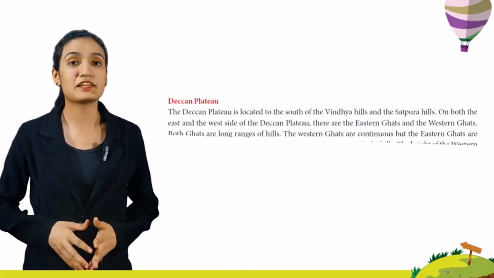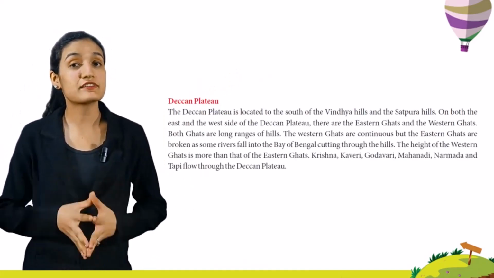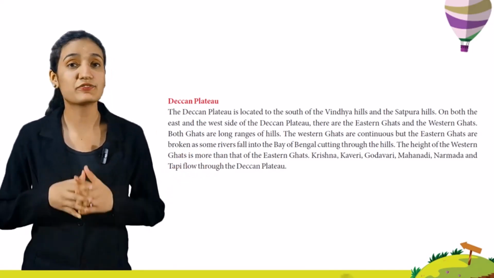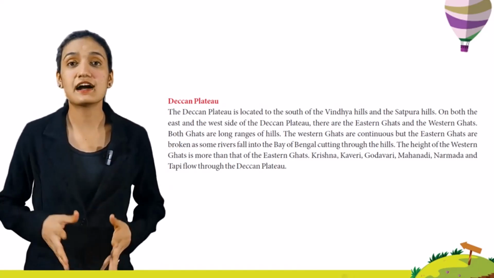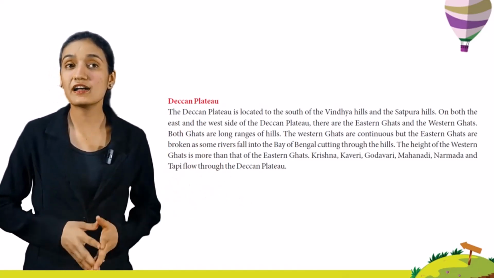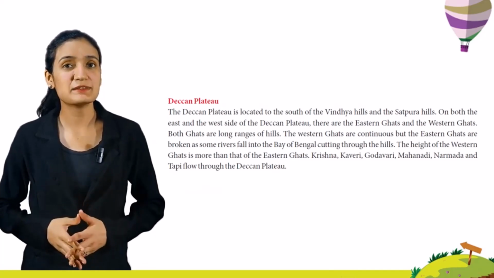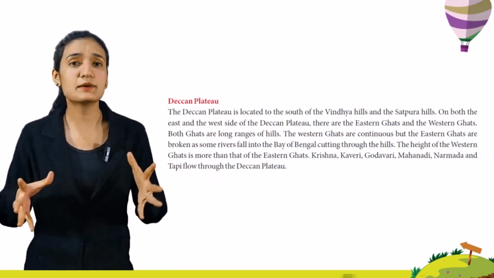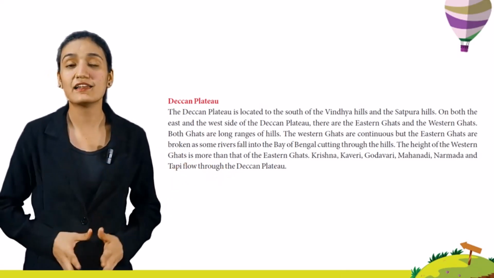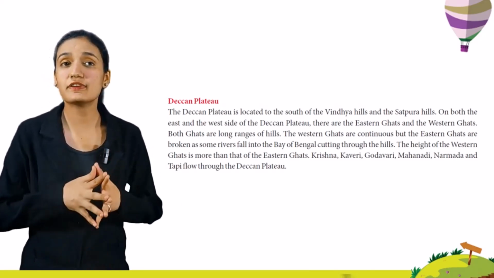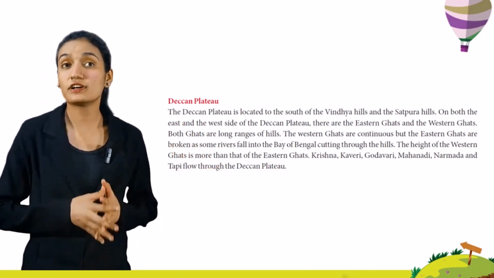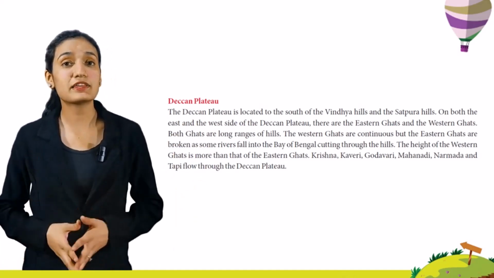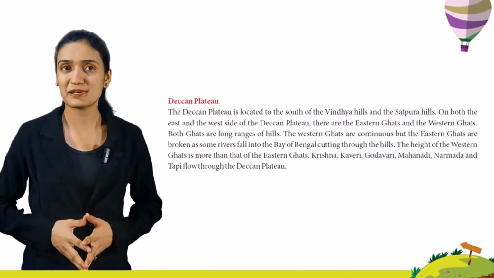Now, Deccan Plateau. The Deccan Plateau is located to the south of the Vindhya Hills and the Satpura Hills. On both the east and the west side of the Deccan Plateau, there are the Eastern Ghats and the Western Ghats. Both Ghats are long ranges of hills. The Western Ghats are continuous, but the Eastern Ghats are broken as some rivers fall into the Bay of Bengal, cutting through the hills. The height of the Western Ghats is more than that of the Eastern Ghats. Krishna, Kaveri, Godavari, Mahanadi, Narmada and Tapi flow through the Deccan Plateau.